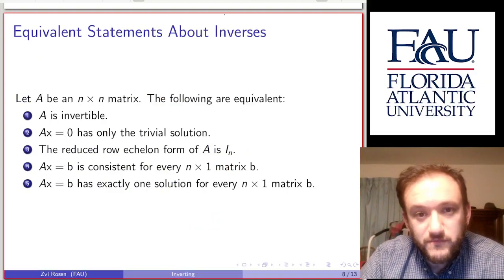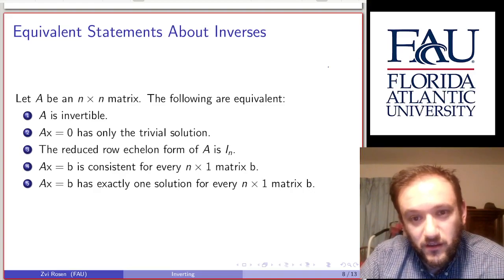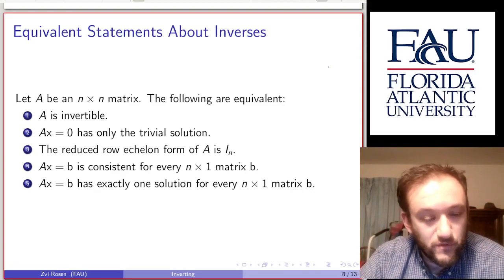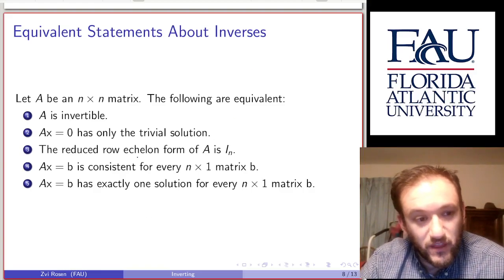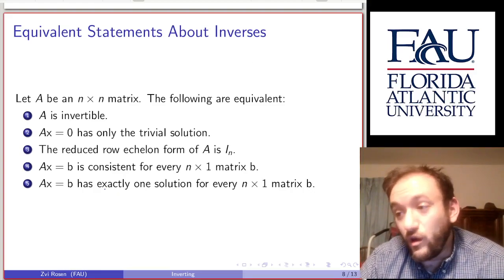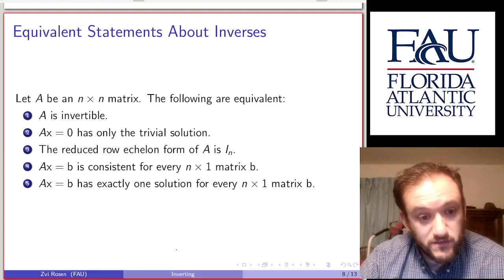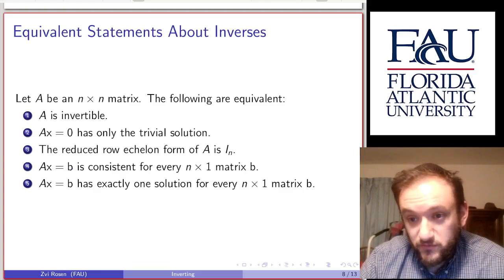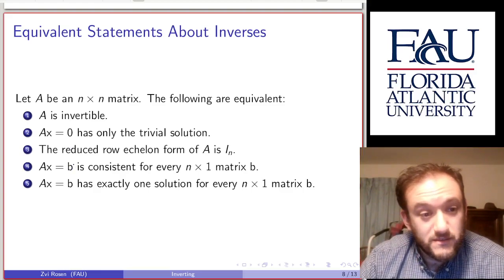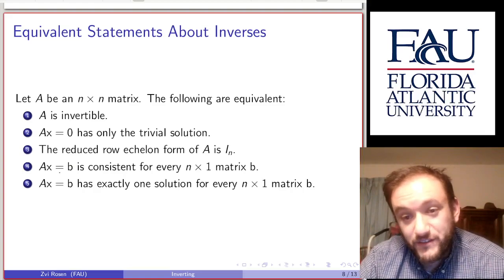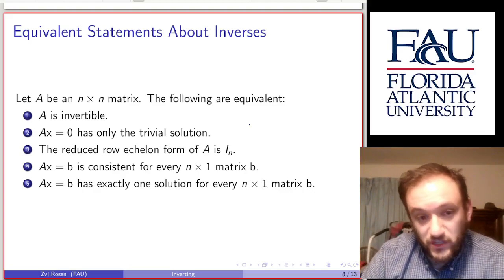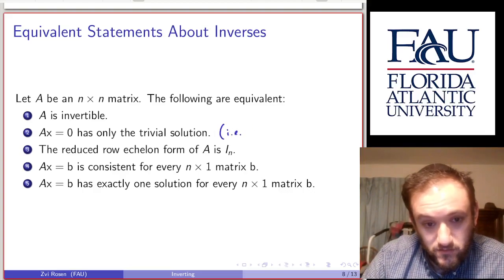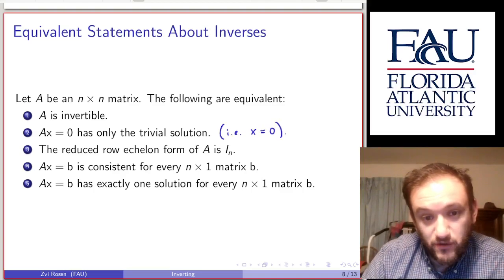Now let's state a theorem about inverse matrices. So if we have a square matrix A, which is n by n, then the following are equivalent. So if any one of these are true, then all of them are true. If any one is false, all are false. Okay, so first, A is invertible. That means an inverse exists. Second, the matrix vector equation, A times x equals the 0 vector, has only the trivial solution. In other words, x must be equal to 0.